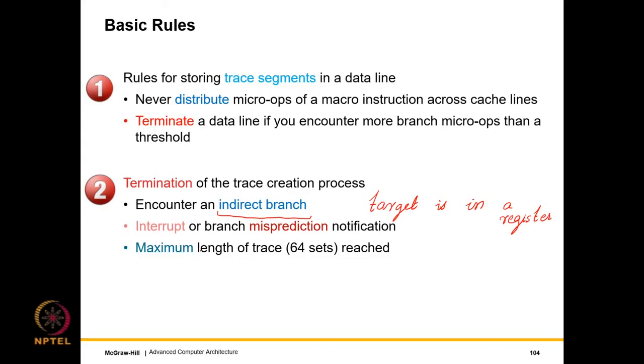The other is that if there is a branch misprediction or an interrupt comes, then also it is terminated. And also there is a maximum length of a trace, which is 64 sets. If this is reached, we don't lengthen the trace anymore. So this puts a maximum limit on the size of the trace, which anyway should be there because our branch prediction methods have finite, limited accuracy.